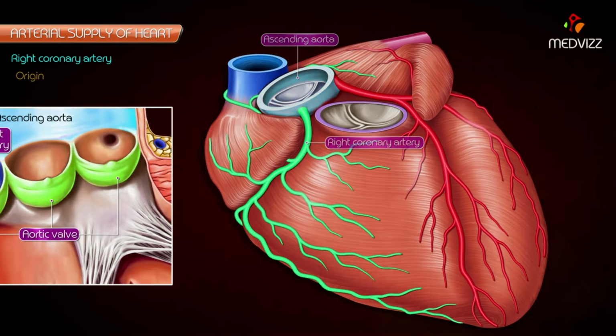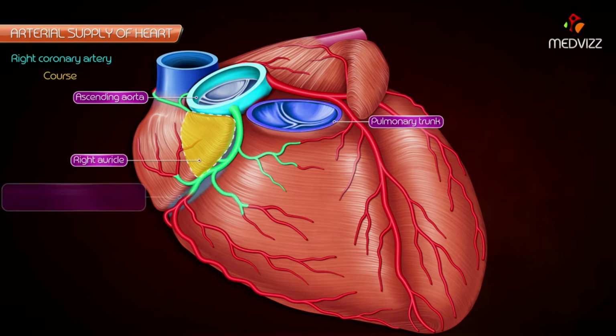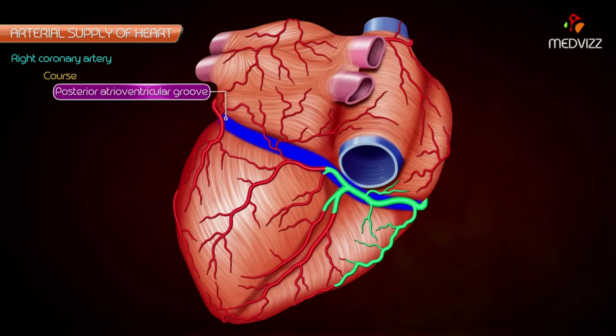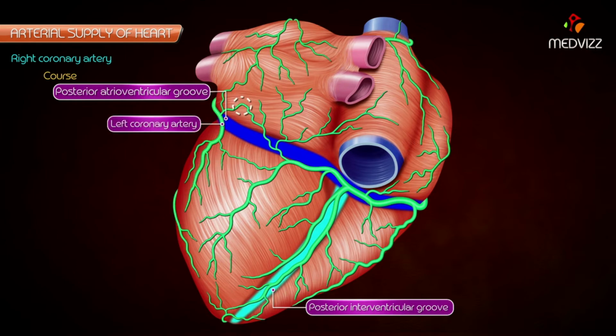the aortic valve. Course. After arising from the ascending aorta, the right coronary artery first runs forwards between the pulmonary trunk and the right auricle, and then it descends almost vertically into the right atrioventricular groove, the right anterior coronary sulcus, up to the junction of the right and inferior borders of the heart. At the inferior border of the heart, it turns posteriorly and runs in the posterior atrioventricular groove up to the posterior interventricular groove, and terminates by anastomosing with the left coronary artery.